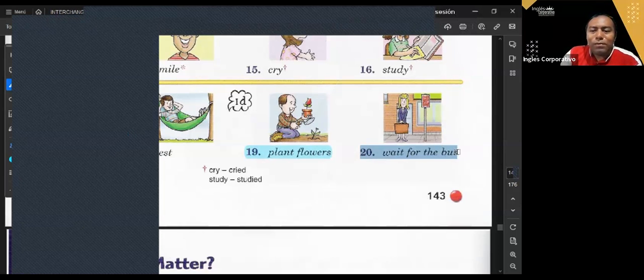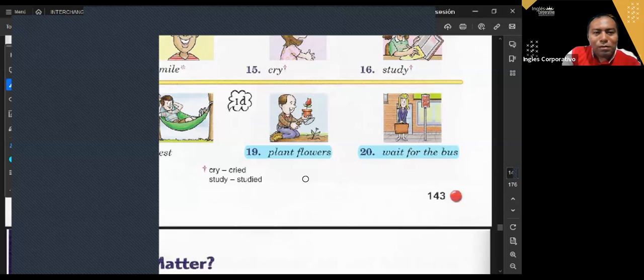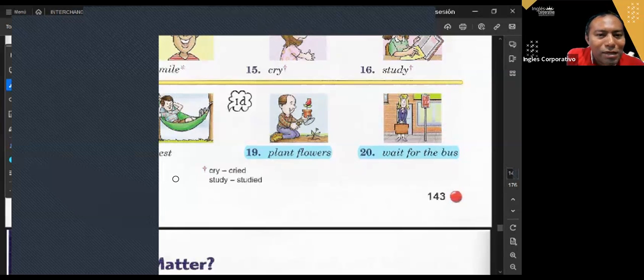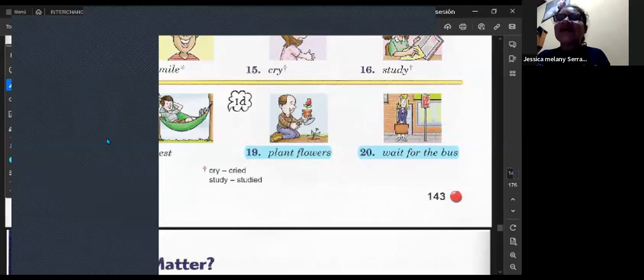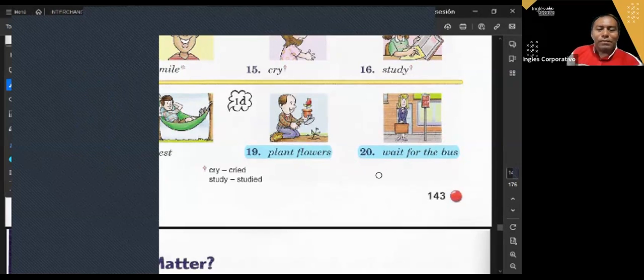For wait for the bus, waited for the bus. ¿Quién es los voluntarios? Mi teacher. Okay, Jessica Melanie. Jacqueline. Ah, okay, Jacqueline. ¿Cuál Jacqueline? No veo ninguna Jacqueline. Jessica Melanie. Jacqueline Andrea. Okay, Jacqueline Andrea. Okay, haga la pregunta. What did you do yesterday, Jessica Melanie?